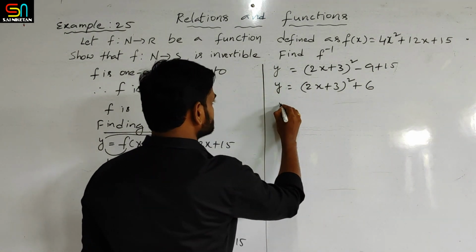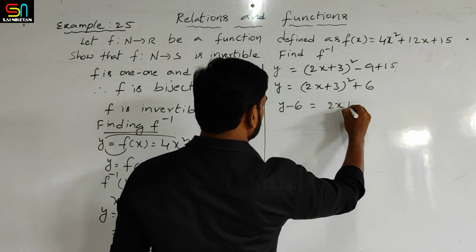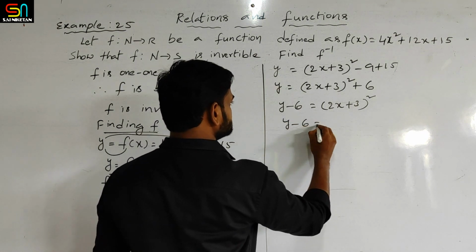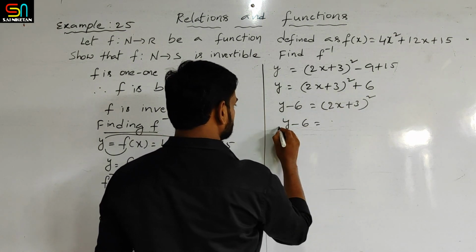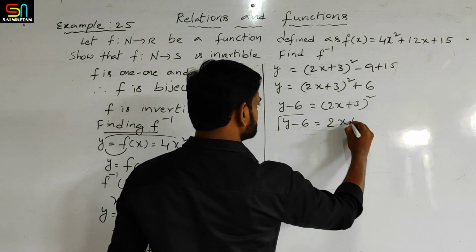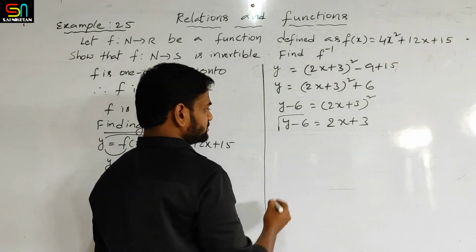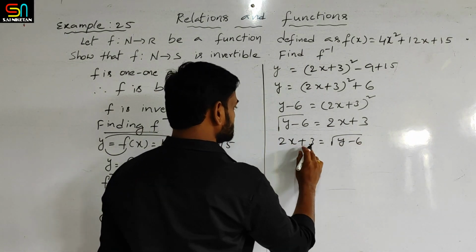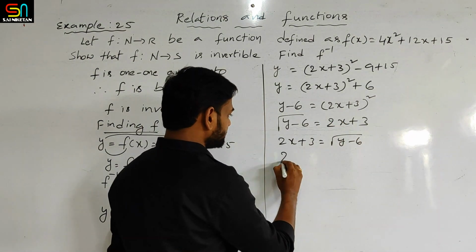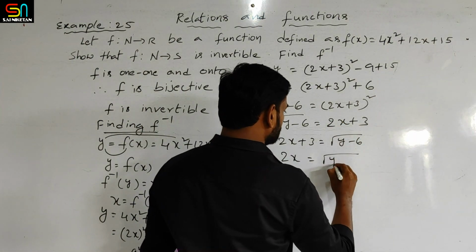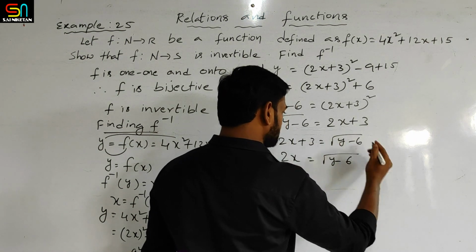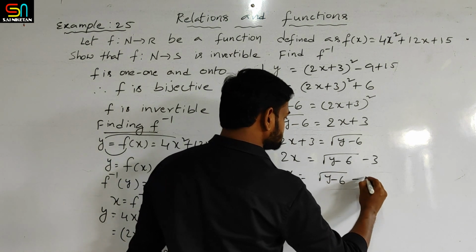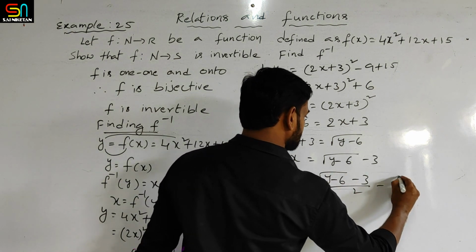Send 6 to the other side, that is y minus 6 is equal to (2x plus 3) whole square. Now y minus 6 is equal to, remove the square, then it will be root, it is 2x plus 3. Next, 2x plus 3 is equal to root of y minus 6. Send 3 to the other side, that is 2x equal to root of y minus 6 minus 3. So from this one x equal to (root of y minus 6 minus 3) by 2. So it is equation 2.